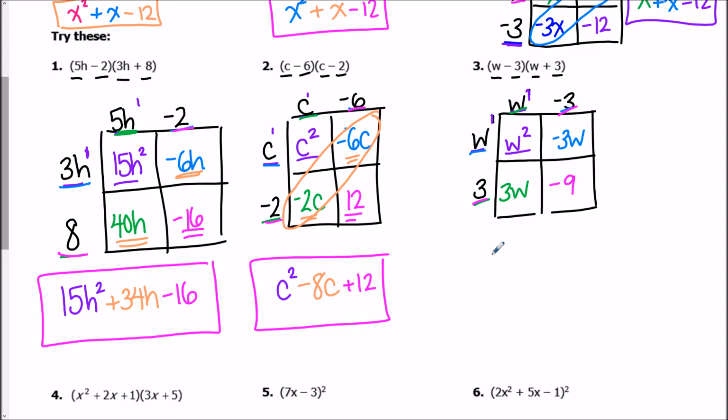So w squared, nothing's like it, so I'm going to copy that down. Negative 3w is like 3w, but they're opposites of each other, so they're going to completely cancel each other out. So there's no w's left over. And then we just copy down the minus 9, and that's our answer for this one right here.